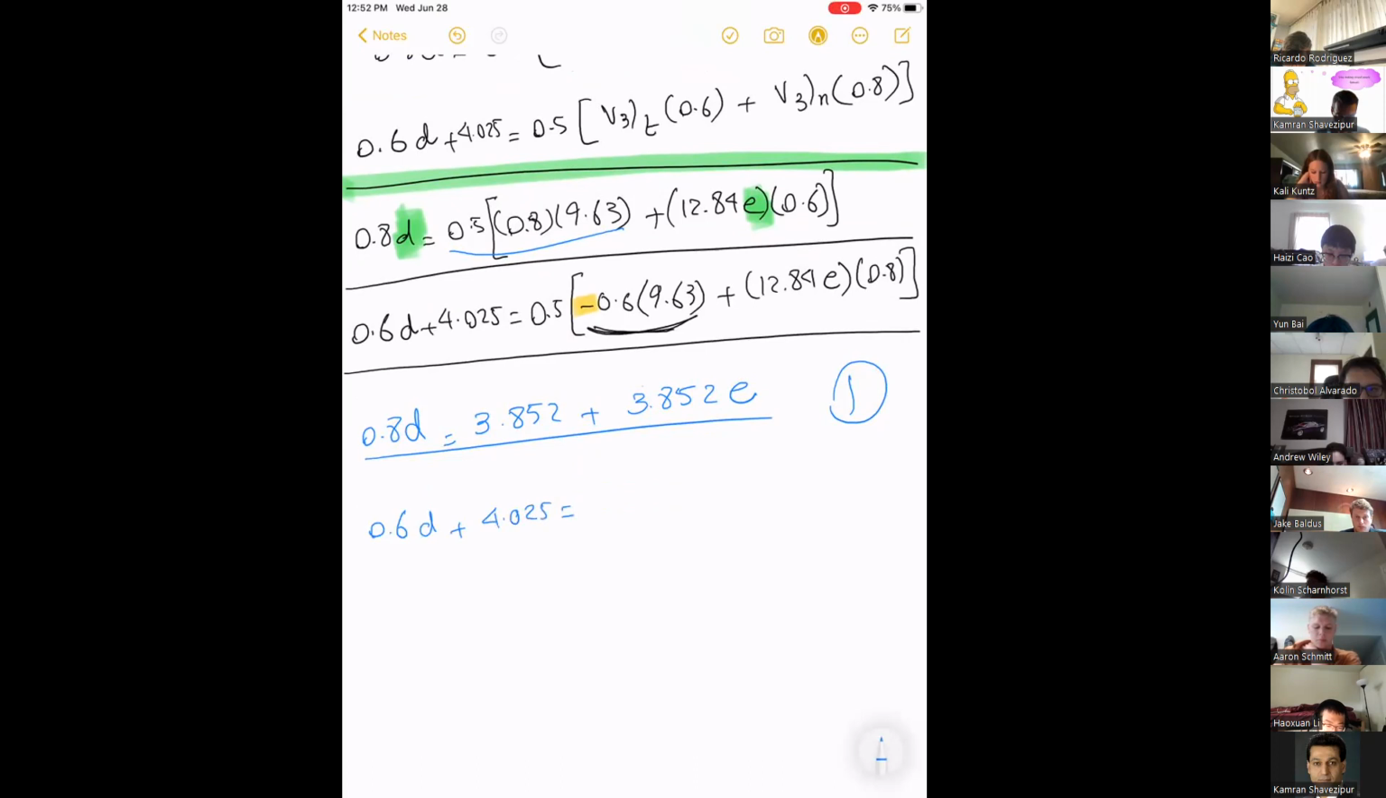Here you're going to get 9.63 times 0.6 times 0.5 minus 2889. What made you not have the 12.84E be negative? And why was the 0.6 times 9.63 negative?